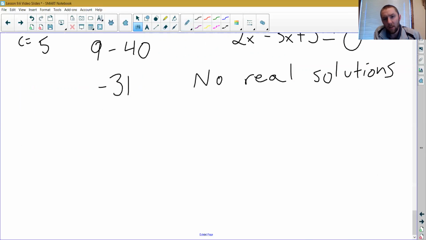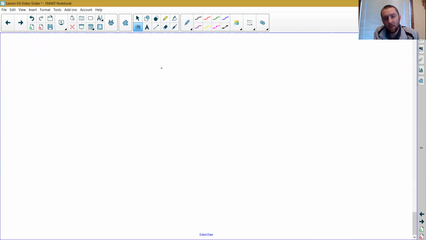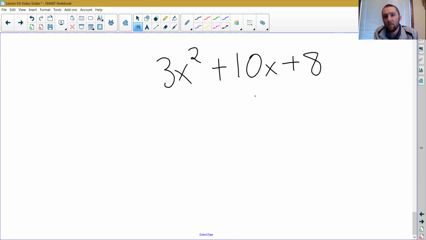Now, if I calculate the discriminant of, let's say, this equation, let's say I do 3x squared plus 10x plus 8, okay, equals 0. I've already written it in standard form for us. If I calculate the discriminant of this particular quadratic equation, again, I need to identify my a, b, and c, and this will tell me, okay, a is 3, b is 10, c is 8.